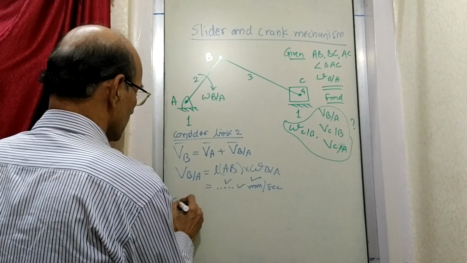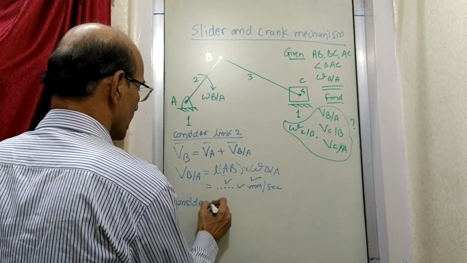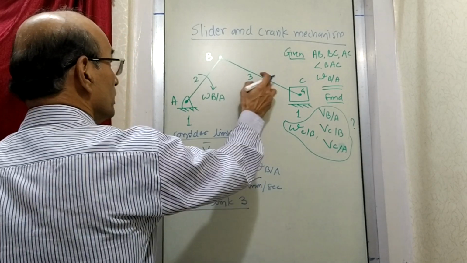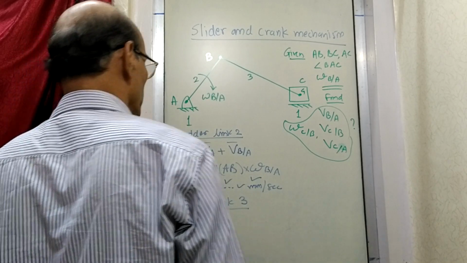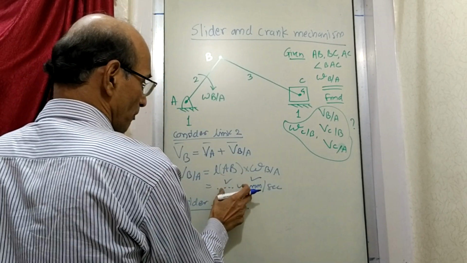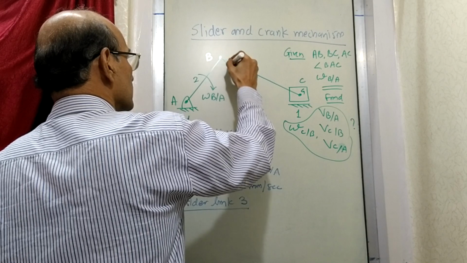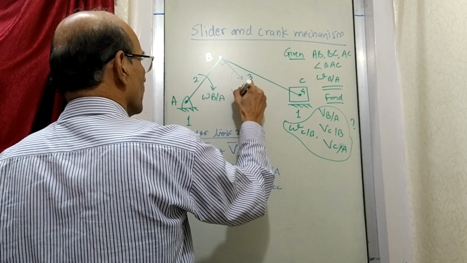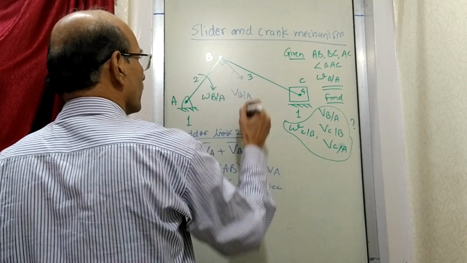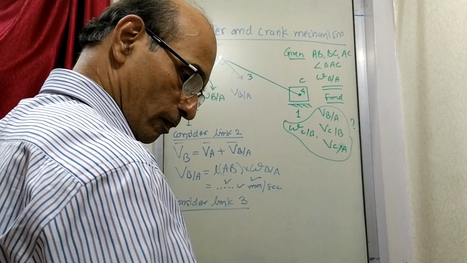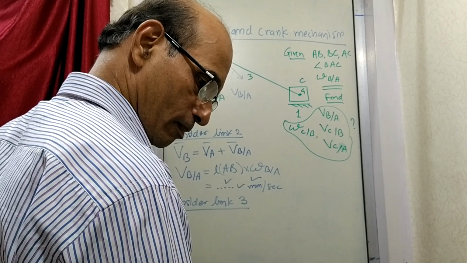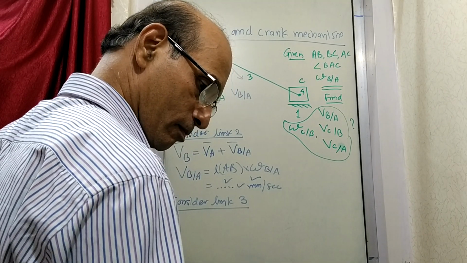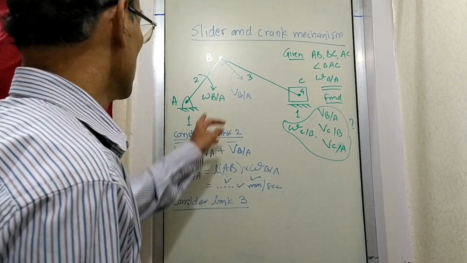Next, now consider link number 3. Now you can go to link number 3 because you know velocity of B. And the vector which you have found out, the magnitude which you have found out, that is here, perpendicular. This is velocity of B with respect to A. So consider now link 3.